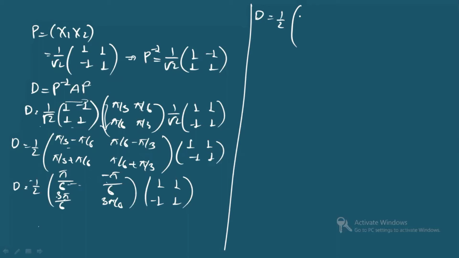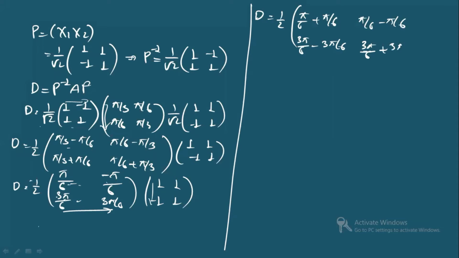The first term will give you pi by 6 into 1 plus pi by 6 into 1, it's pi by 6. Next, for this one, you will get pi by 6 minus pi by 6. Again, doing this side, you will get 3 pi by 6, and on this side minus 3 pi by 6. You just have to do this with this. And this side you will get 3 pi by 6 plus 3 pi by 6. Done. So this term will become 0.